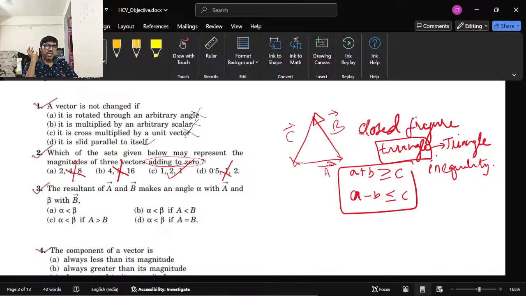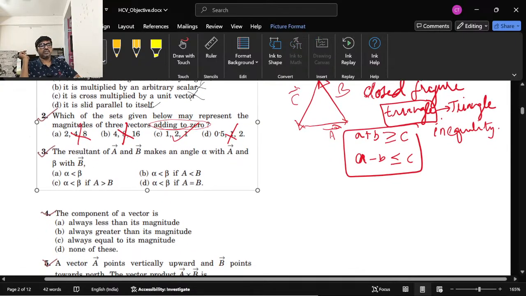So whenever you have resultant 0, the diagram has to be a closed figure, in that polygon law of vector addition. So a closed figure, if you have three vectors, a triangle. In a triangle, the triangle inequality is: the sum of two sides must be more than the other side, and the difference of two sides must be less than the other side.